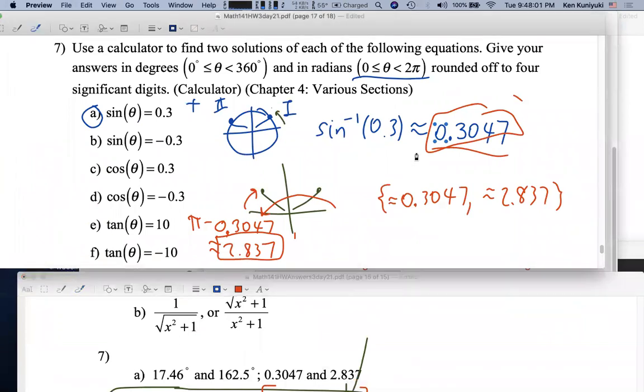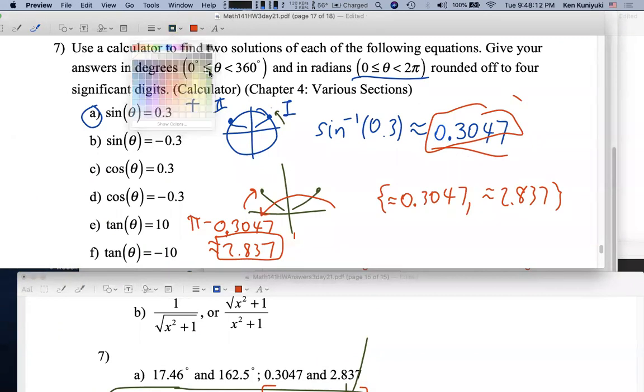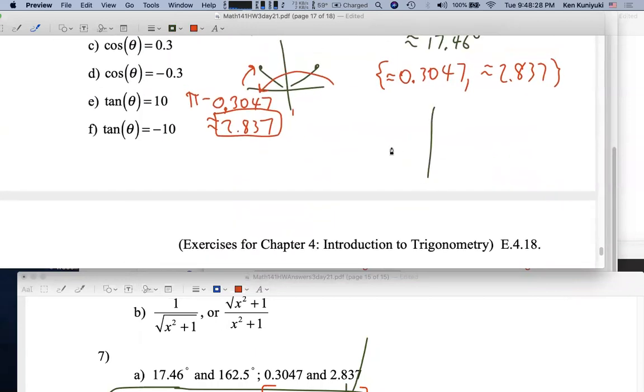This turns out to be about, I'll do this in green. Wait, hold on, that's in blue. This is in green. In degrees, it'll be about 17.46 degrees. And then how do you get the brother in quadrant 2? Okay, so in degrees, how do you get the brother? So here is 17.46 degrees, about. How do you get his brother over here?